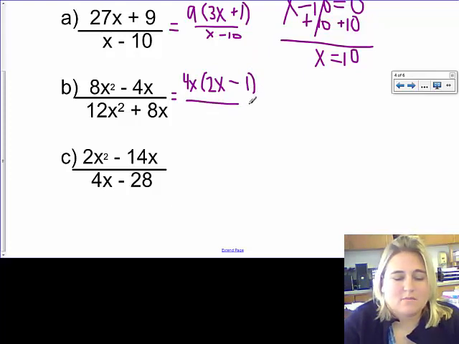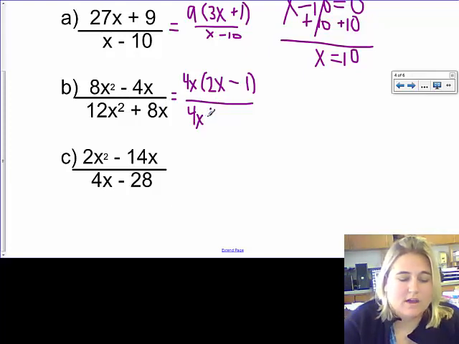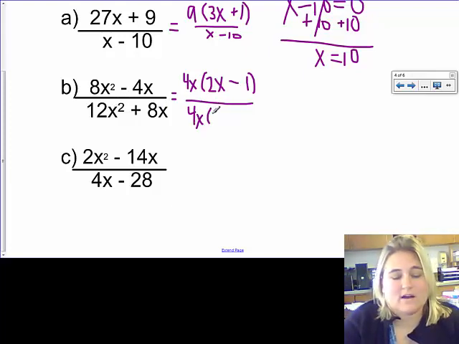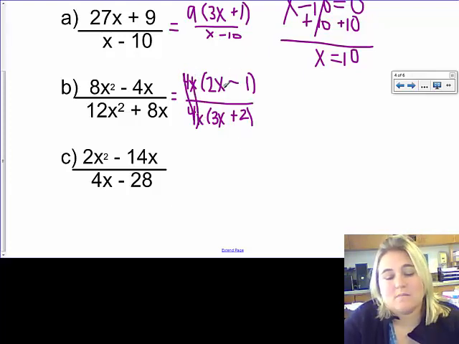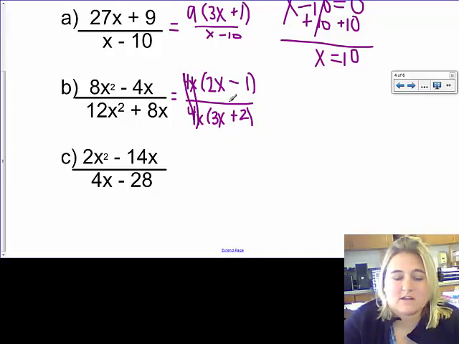Over, in the denominator, I can factor out again a 4 and an x. So I have 12x squared divided by 4x leaves me with 3x plus 8x divided by 4x leaves me with 2. So I can cancel 4's and I can cancel x's, which means that my final answer is going to be 2x minus 1 over 3x plus 2.